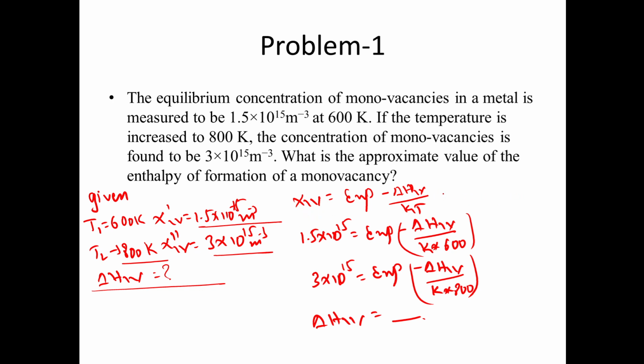So this is the equation that we use for determining the enthalpy of formation of mono vacancies: C1V equals exponential of minus delta H1V divided by kT. For two different temperatures, we have equation 1 and equation 2. By solving these two, we can get the H1V.